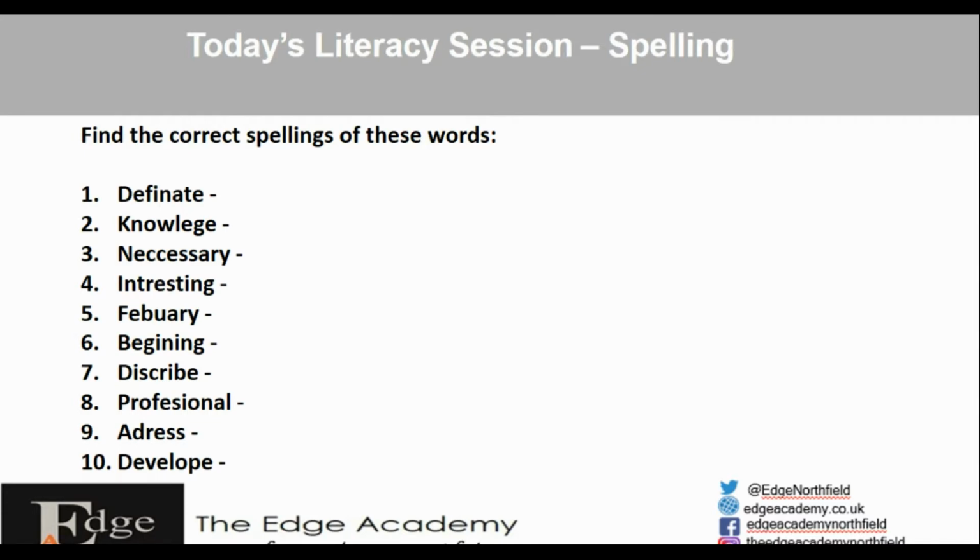The second one, knowledge. There certainly is a missing silent letter there. Necessary, number 3. Number 4, interesting. Number 5, February. There's definitely a silent letter missing there. Number 6, beginning. Number 7, describe. Number 8, professional. Number 9, address. And number 10, develop. You may need to pause the slides here now for approximately 10 minutes while you find the correct spellings of these words.